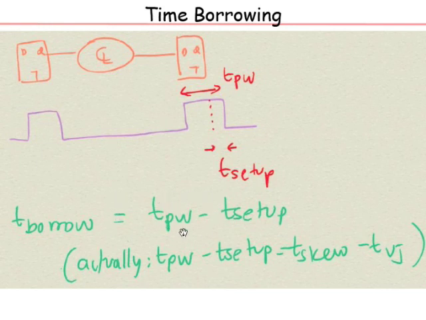The amount you can borrow is pulse width minus T setup. This is the amount you can borrow, minus the extent to which skew and jitter and so on will reduce the amount you can borrow.